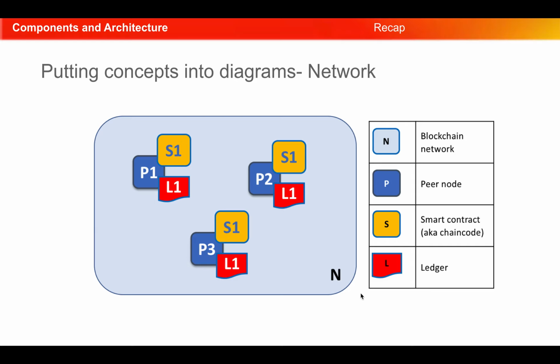As we move forward in the next slides, I'm going to increase the complexity of the network. As you can see here, you have a blockchain network. You have peers, and each peer is associated with a smart contract and a ledger. We have three peers: peer 1, peer 2, and peer 3, and peer 1 is associated with smart contract 1, peer 2 is associated with smart contract 1, and peer 3 is also associated with smart contract 1. Similarly, the same ledger is associated with P1, P2, and P3.